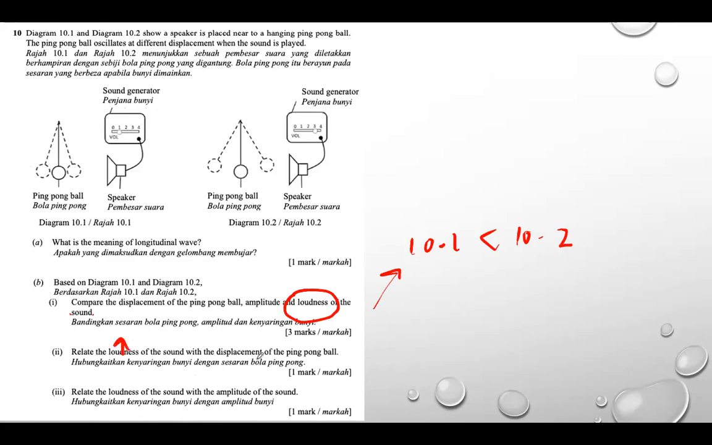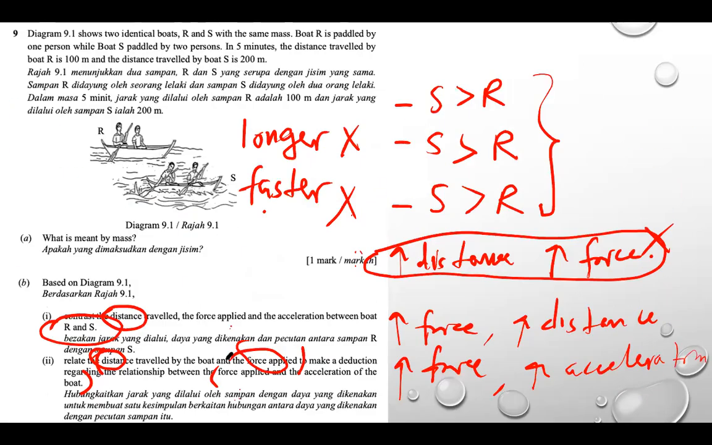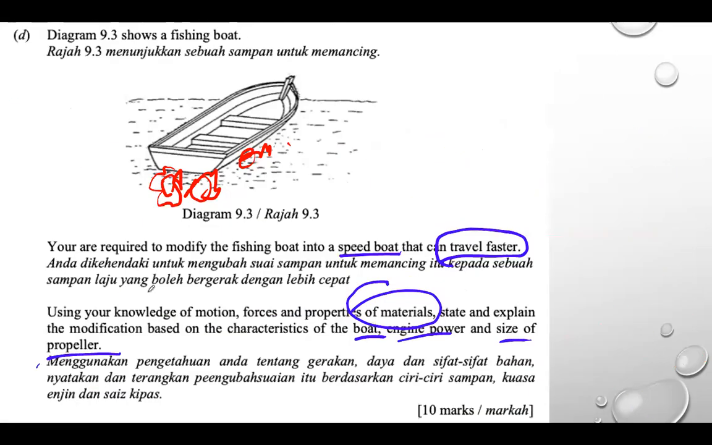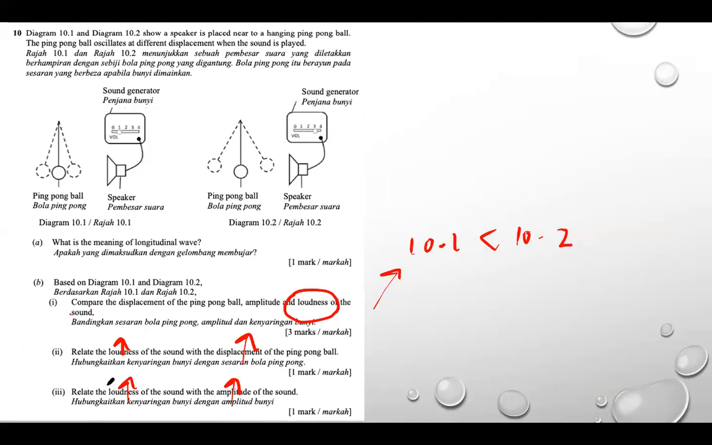Relate the loudness of the sound with the displacement of the ping pong ball. The greater the loudness, the greater the displacement. Relate the loudness of the sound with the amplitude. The greater the loudness, the greater the amplitude. Kalau kamu kasih ini terbalik pun saya terima. The greater the amplitude, the greater the loudness, also I can accept. But this is an example of a case where memang the first one yang dahulu, the second one yang kemudian. The one about the acceleration and the force just now, the distance and acceleration force. Yang saya cakap saya kecewa tadi kan, please be very careful. Always put a little bit of thought into your relation so that these 5 marks kan, kamu tidak tersayang.